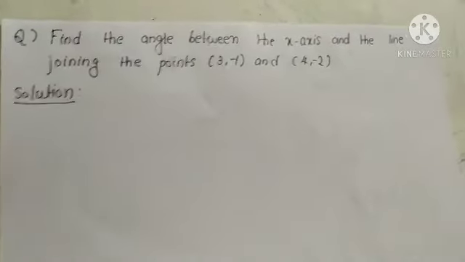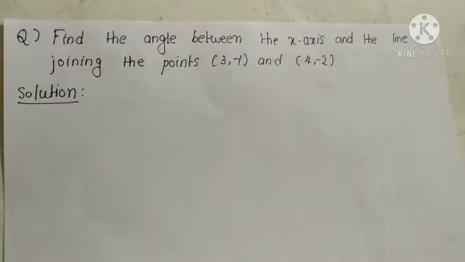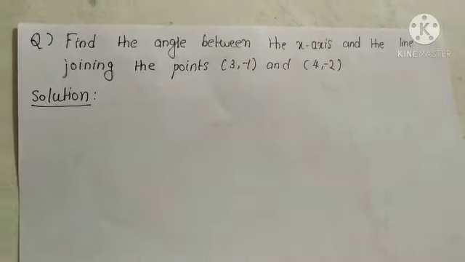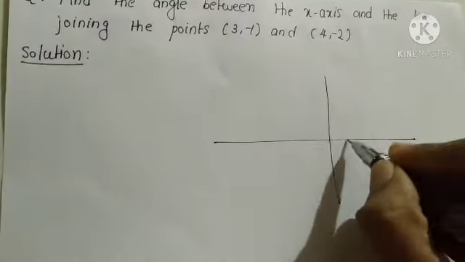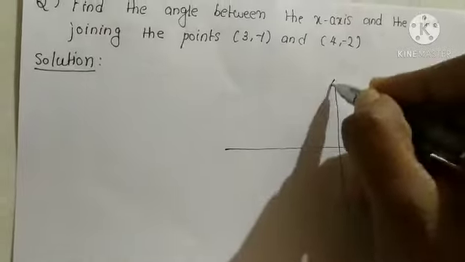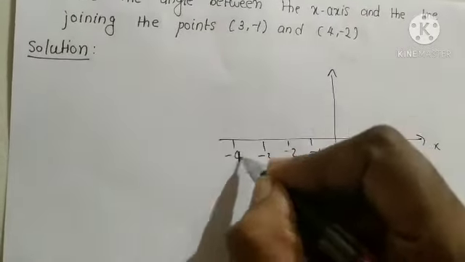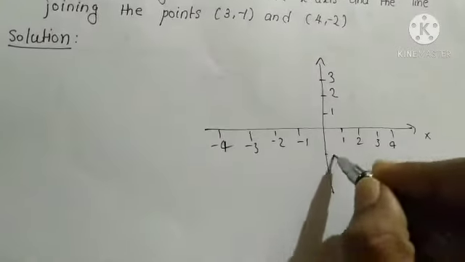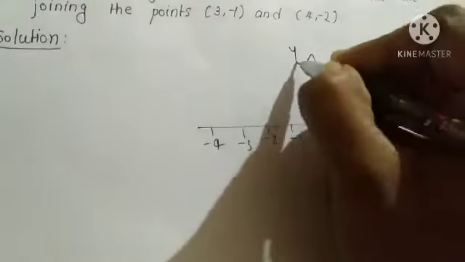This is our next question. Find the angle between the x-axis and the line joining the points 3, minus 1 and 4, minus 2. So first of all, I'm going to draw this line. So this is our x-axis: 1, 2, 3, 4, minus 1, minus 2, minus 3, minus 4. And 1, 2, 3, minus 1, minus 2, minus 3. This is our y-axis. Okay.